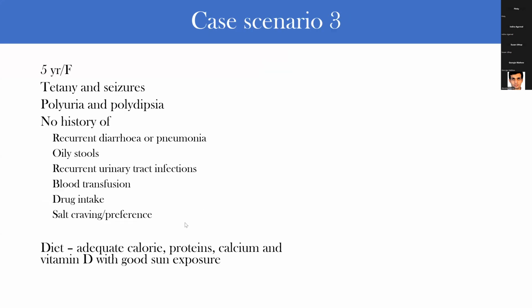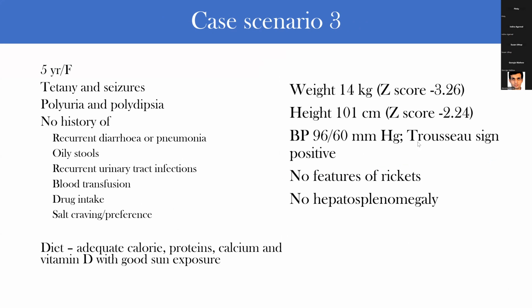So moving on to the next case, we have a child with polyuria, polydipsia, tetany, and seizures without any recurrent pneumonia or diarrhea. Again, all the negative history is mentioned significantly here, with good calorie, protein, calcium, and vitamin D intake with good sun exposure. We find the child is malnourished and also has Trousseau sign positive, but without any obvious features of rickets or hepatosplenomegaly.